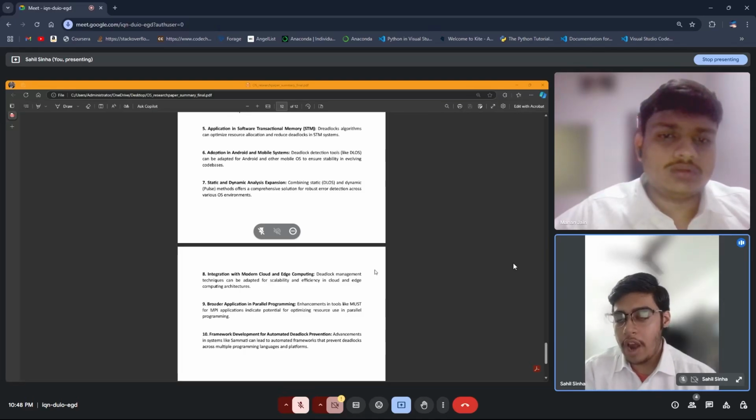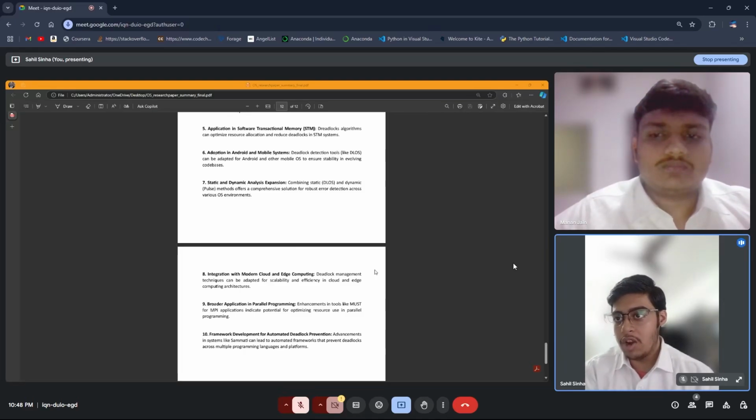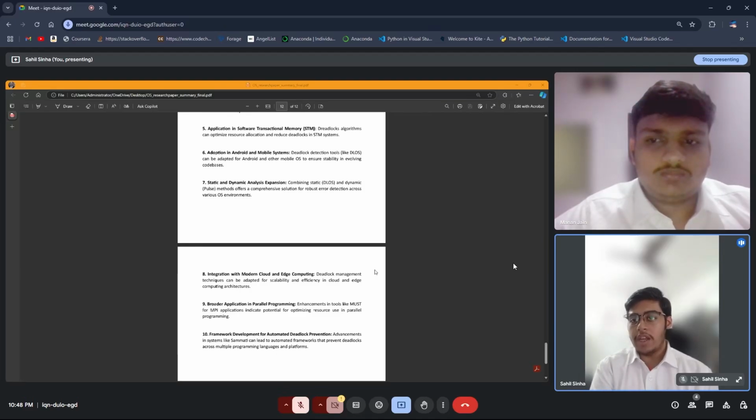Sixth, adoption in Android and mobile systems. Deadlock detection tools like DLOS can be adapted for Android and other mobile OS to ensure stability in evolving code bases. Seventh, static and dynamic analysis expansion. Combining static DLOS and dynamic pulse methods offers a comprehensive solution for robust error detection across various OS environments.